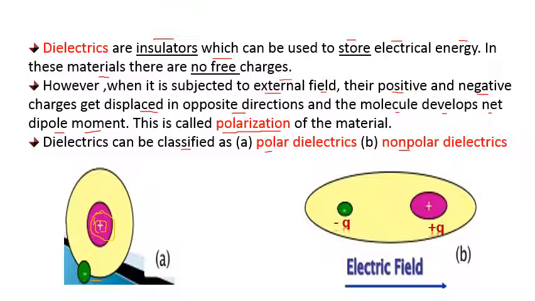But when the electric field is applied, then what is happening? The positive and negative charges are separated through a certain distance. That's why a dipole is formed, and here a net dipole moment is also there. Means this process of separation of charges through a certain distance is called polarization, which is due to the applied field.